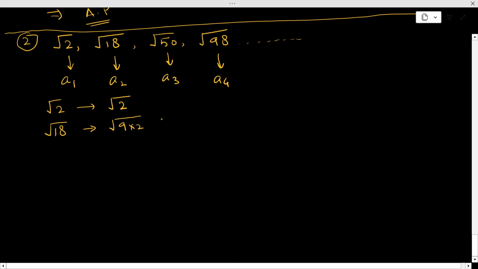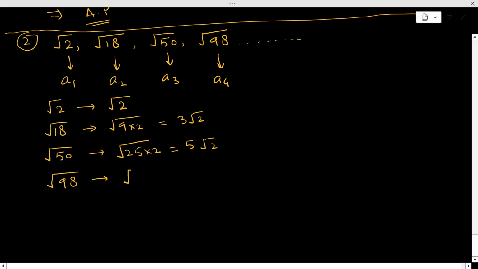Since 9 is a perfect square, we can write this as 3 square root 2. Now the next term is 50, and you can again break it as 25 into 2, which comes out as 5 square root 2. Next we have 98, so you can write it as 49 into 2, so this can be written as 7 square root 2.